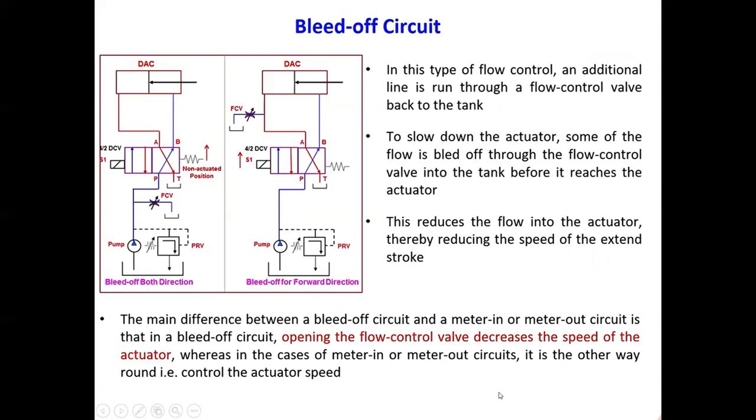The main difference between a bleed off circuit and a meter in and meter out circuit is that in a bleed off circuit, opening the flow control valve decreases the speed of the actuator, whereas in case of meter in and meter out circuit, it is the other way around, that is, it controls the actuator speed.